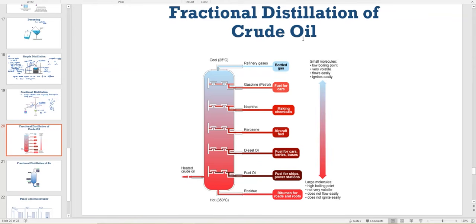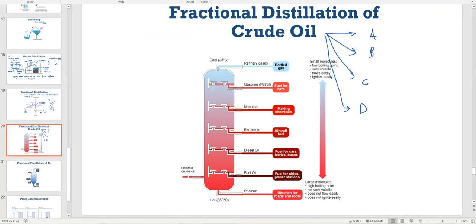Crude oil has multiple fractions. They have many components, which have different boiling points. Let's say A, B, C, D, E and F. They are different components in the crude oil.